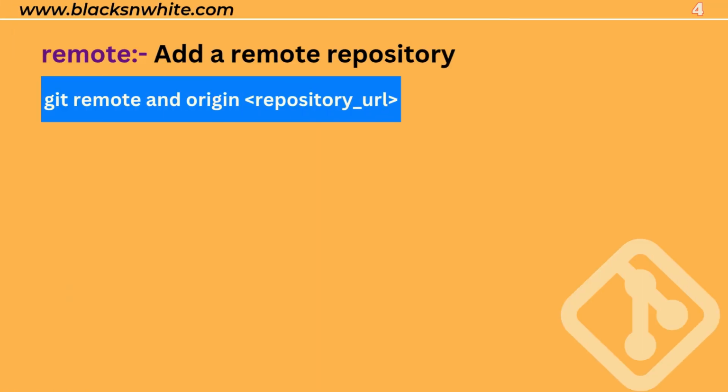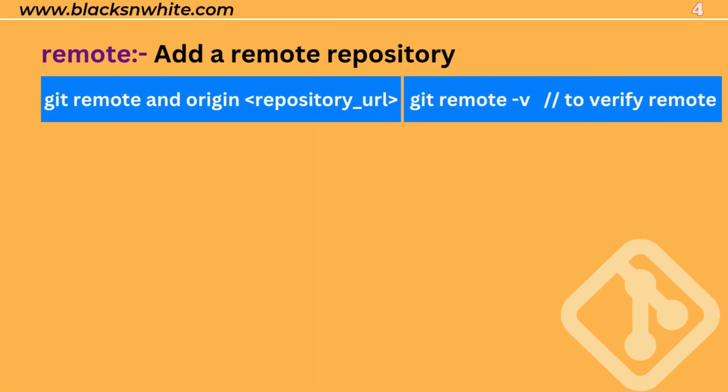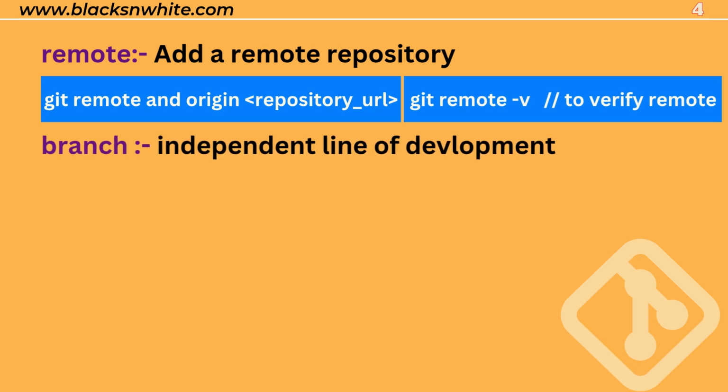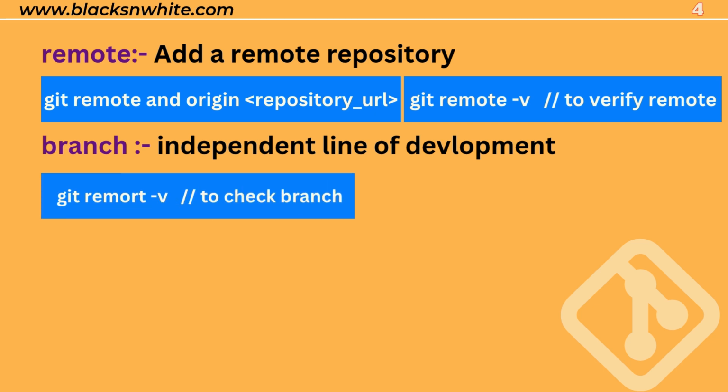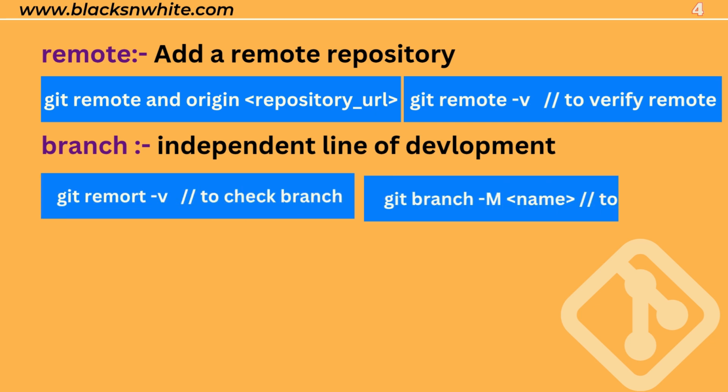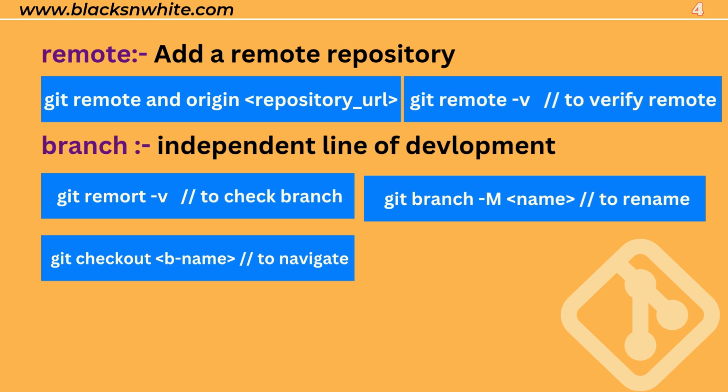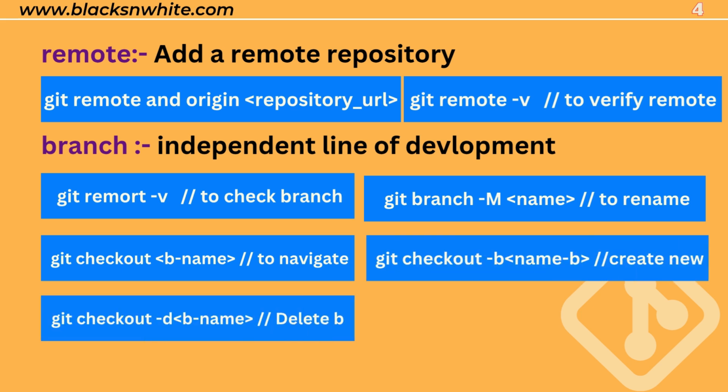Remote. The git remote command allows you to connect your local repository to a remote server, like GitHub, to push and pull your changes. Branch. Git branch lets you create independent lines of development. This is essential for working on new features without affecting the main code. You can check, create, rename, navigate, and even delete branches to keep your workflow organized.